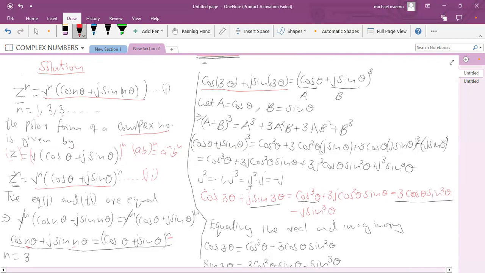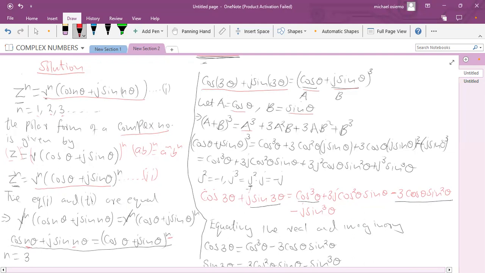Now, expanding this expression is kind of tedious when you use cos θ and sin θ. So let us choose a to be cos θ, and b to be j sin θ. So this implies that (a + b)³ will be equal to a³ + 3a²b + 3ab² + b³.